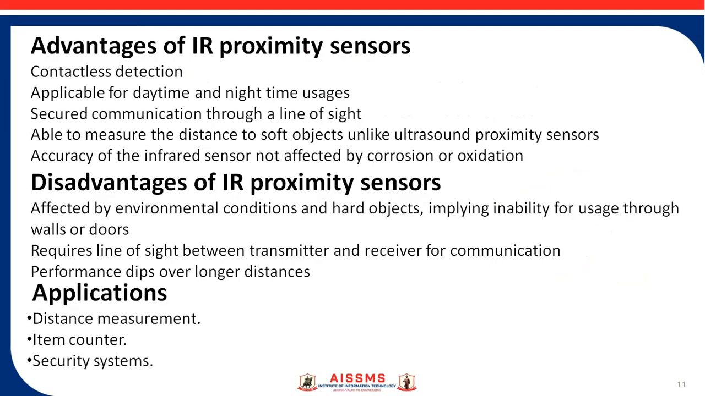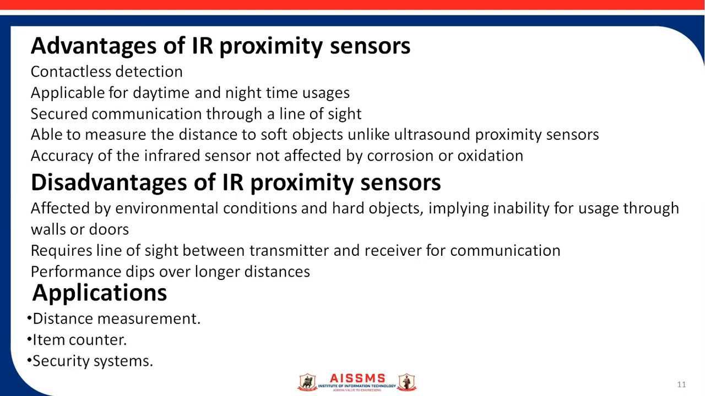The advantages of IR proximity sensor: contactless detection, applicable for daytime and nighttime usage, secured communication through LOS, line of sight, able to measure the distance to soft objects unlike ultrasonic proximity sensors, and the accuracy of this sensor is not affected by corrosion or oxidation. Disadvantages of IR proximity sensors: it is affected by environmental conditions and hard objects. It requires line of sight between transmitter and receiver for communication. And the last disadvantage is that performance dips over long distances.